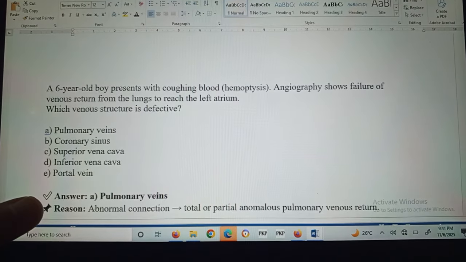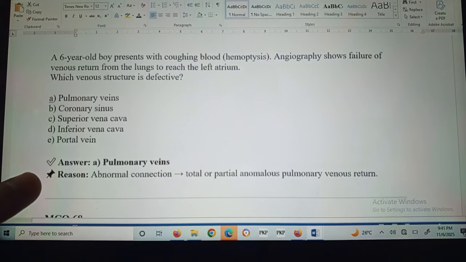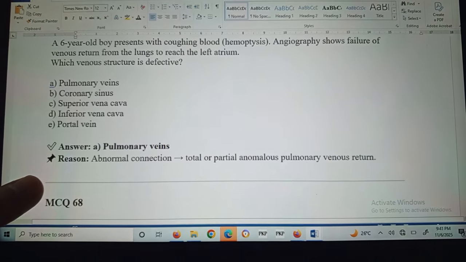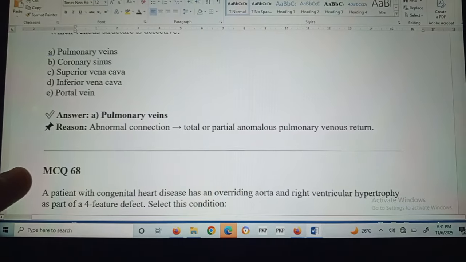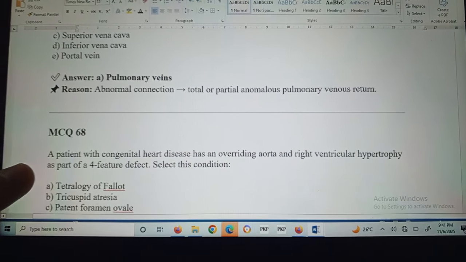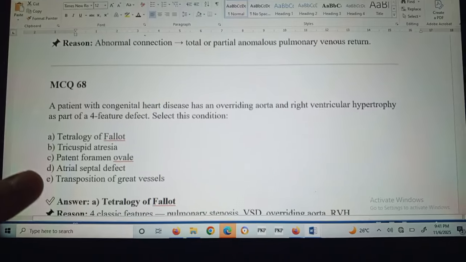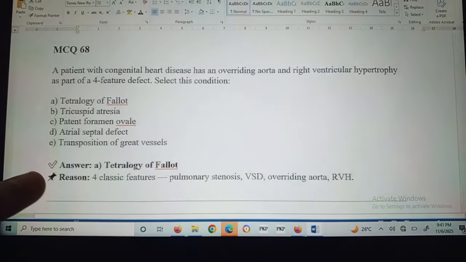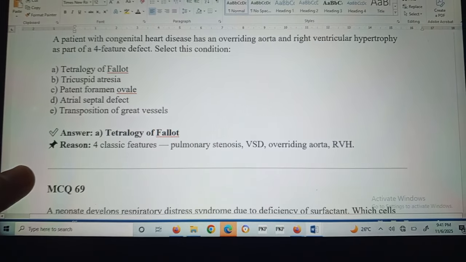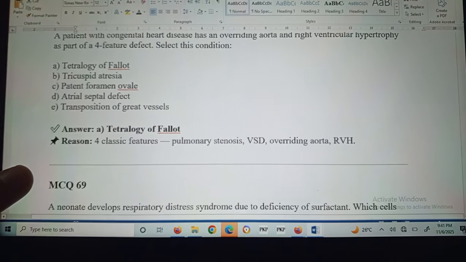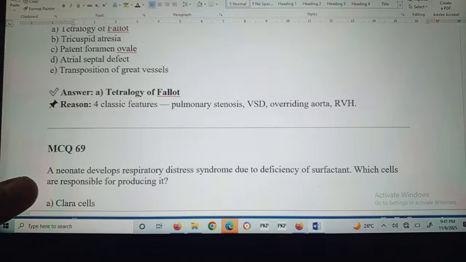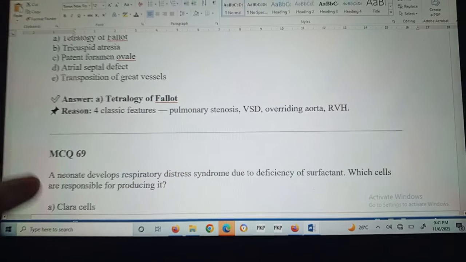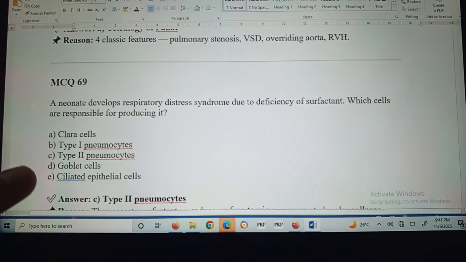A 6-year-old boy presents with coughing and hemoptysis. Angiography shows failure of venous return from the lungs to reach the left atrium. Which venous structure is defective? Pulmonary veins. Abnormal connection, total or partial anomalous pulmonary venous return. A patient with congenital heart disease has an overriding aorta and right ventricular hypertrophy as part of a 4-feature defect. Select this condition. Tetralogy of Fallot, which we have already discussed. The 4 classic features: pulmonary stenosis, VSD, overriding of aorta and right ventricular hypertrophy.